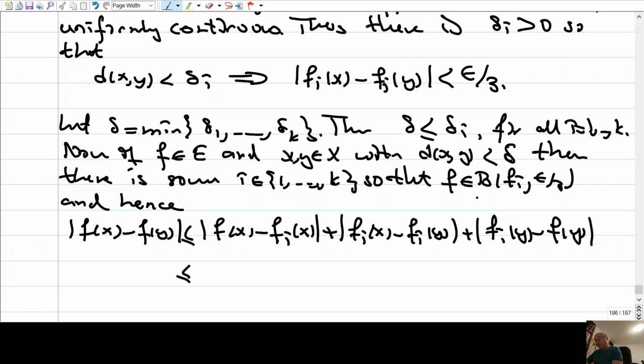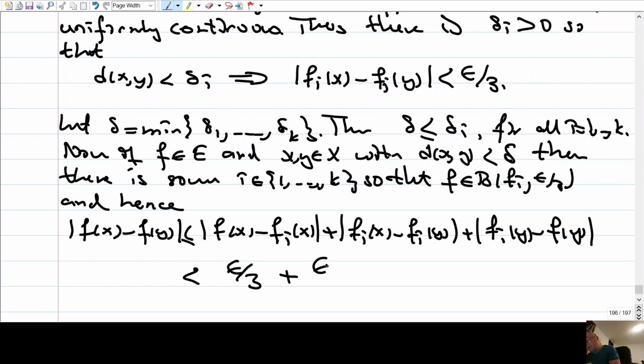Well, the first term is less than epsilon over 3 because the distance between f and fi in the supremum metric is less than epsilon over 3. This is less than epsilon over 3 because of the choice of x and y. x, y are delta close to each other, therefore they are delta i close to each other, and in that case this expression is less than epsilon over 3.